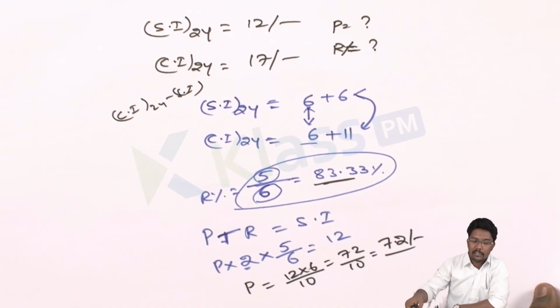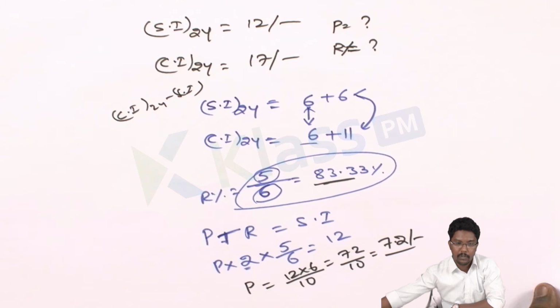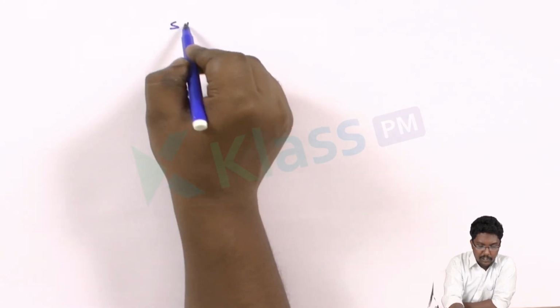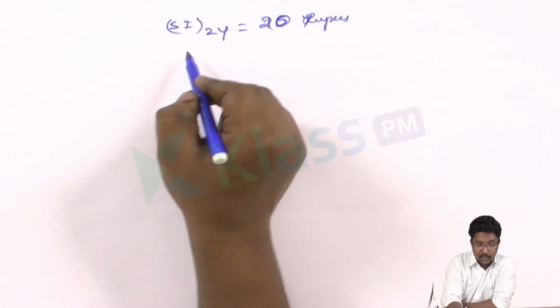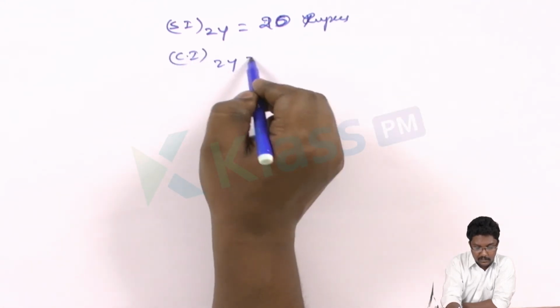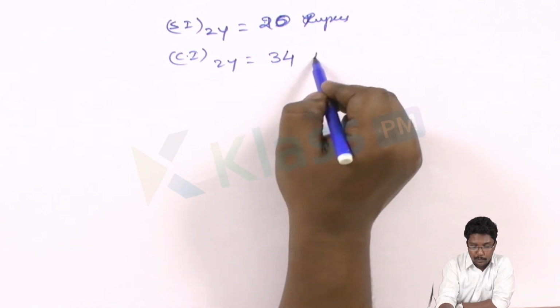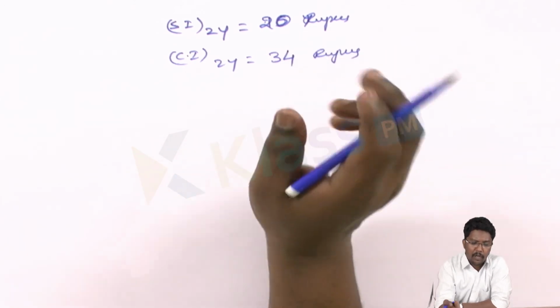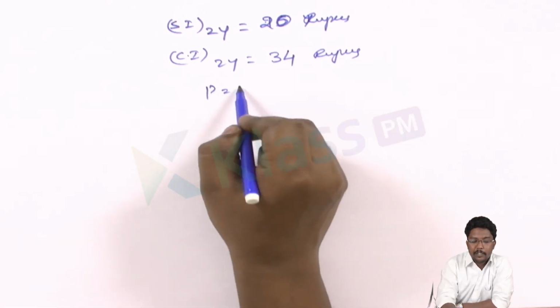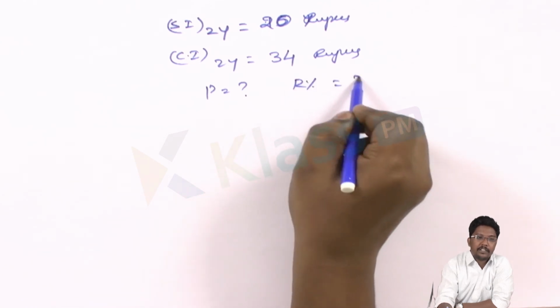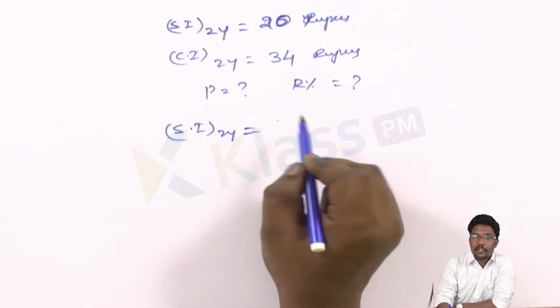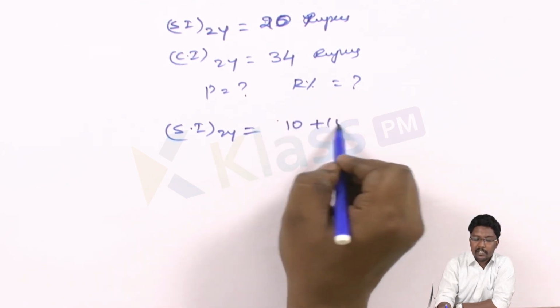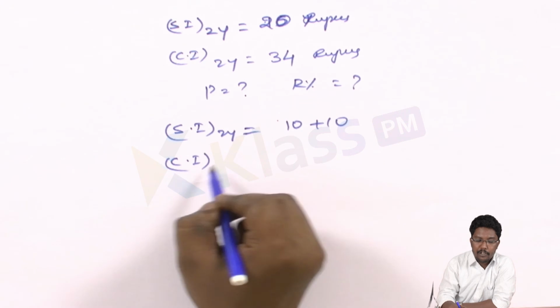Okay. For your clarification, I am solving another problem. Simple interest for 2 years is 20 rupees. Compound interest for 2 years is 34 rupees. I am assuming some values roughly. What is the principal value and what is the rate of interest? Simple interest for 2 years equal to 20 rupees means first year 10 rupees, second year 10 rupees.